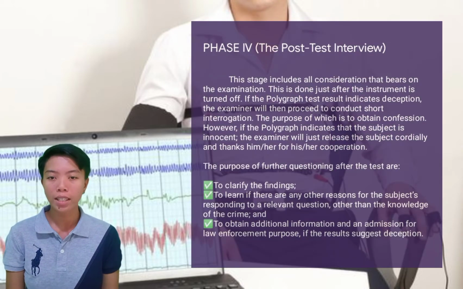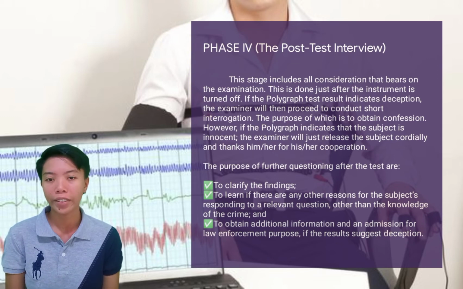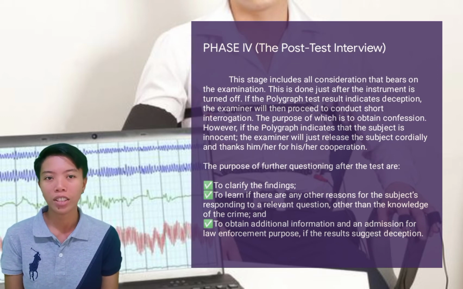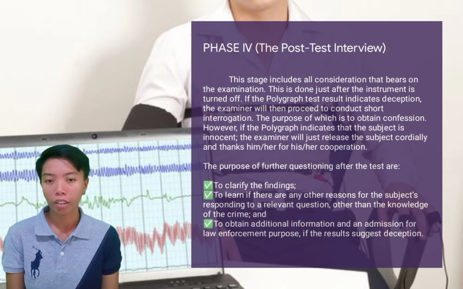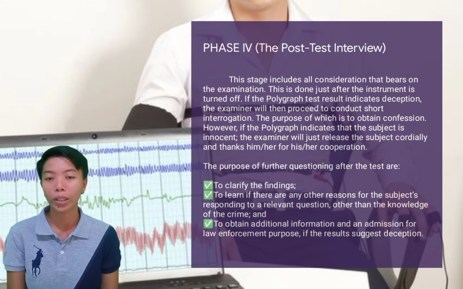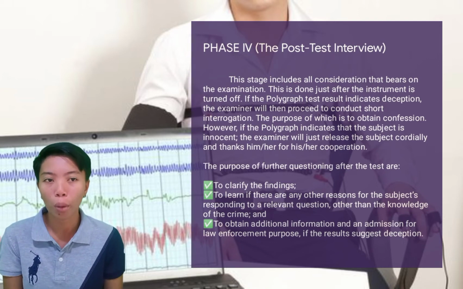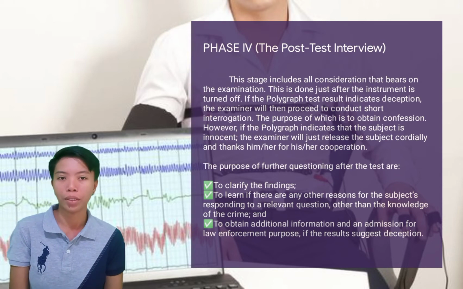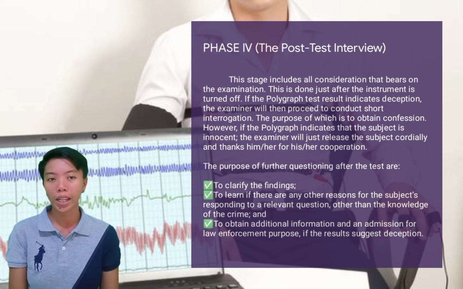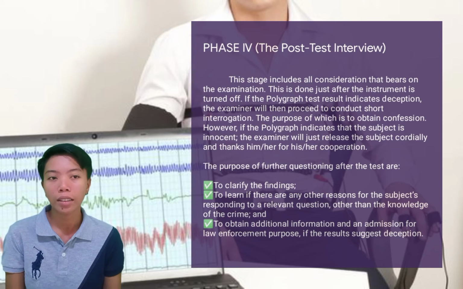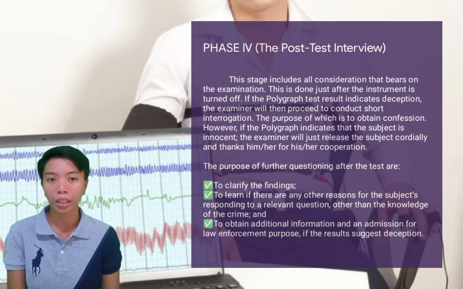Phase 4, the post-test interview. This stage includes all the considerations that bear on the examination. This is done just after the instrument is turned off. Polygraph test results indicate this action. The examiner will then proceed to conduct a short interrogation, the purpose of which is to obtain a confession. However, if the polygraph indicates that the subject is innocent, the examiner will just release the subject cordially and thank him or her for his or her cooperation.